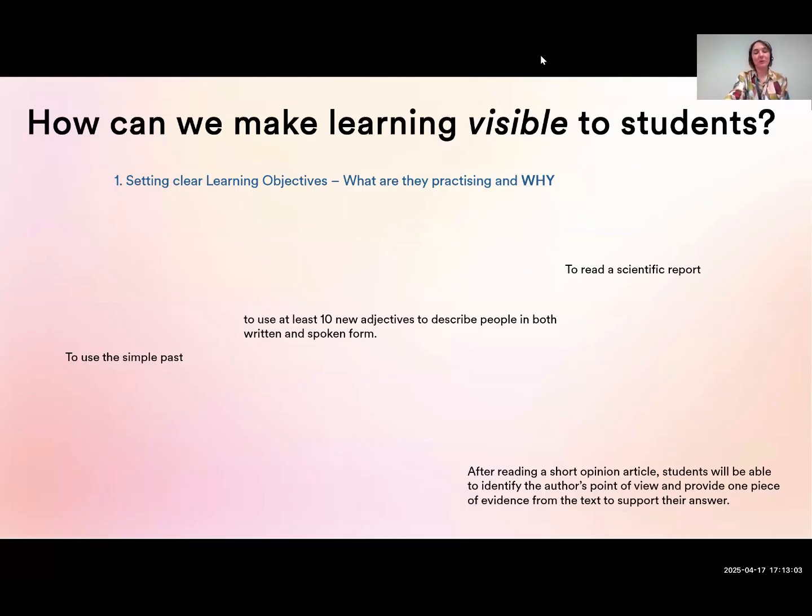To read a scientific report. If I'm a student and I know that my aim is to read a scientific report, is that enough for me to know what I'm learning today? No. Yes, exactly. Read for what? So that could be better.